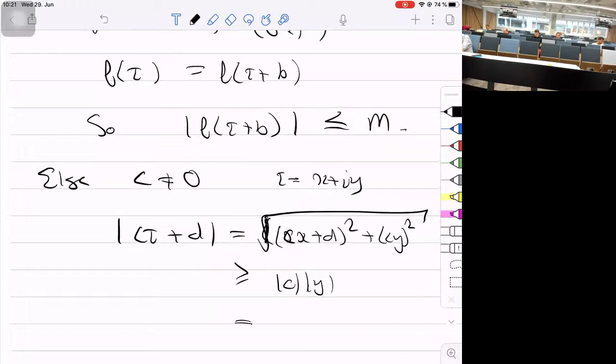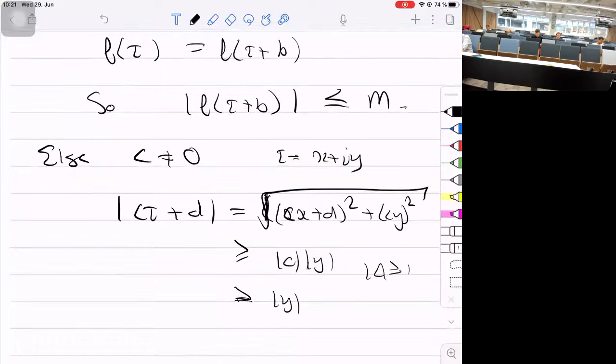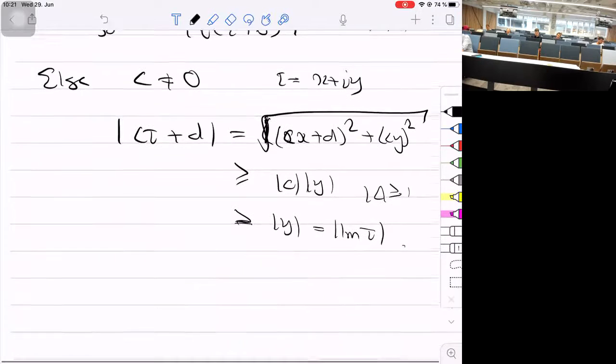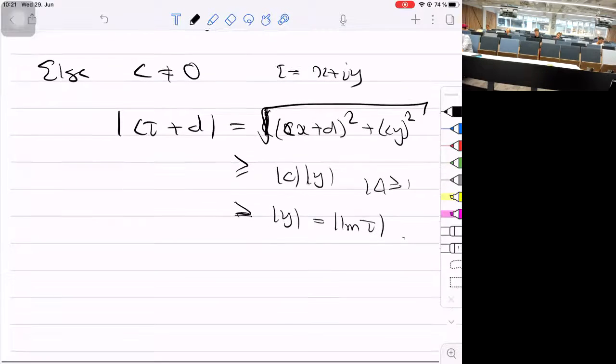times y. So it's going to be greater than absolute value of y since c has absolute value greater or equal to 1. If c is non-zero and is an integer, it has absolute value greater or equal to 1. And absolute value of y is just absolute value of the imaginary part of tau. So very silly bound, but it's the one that's going to work.